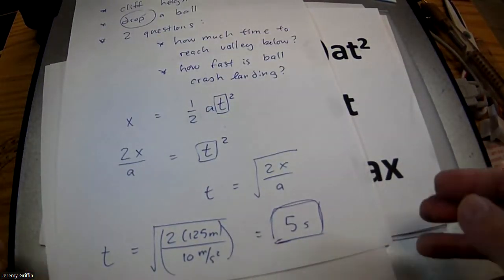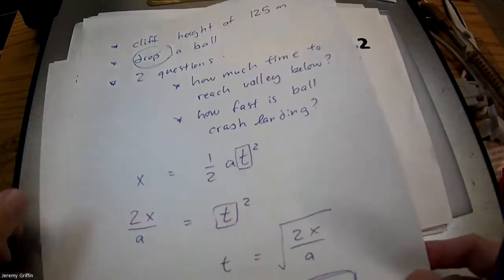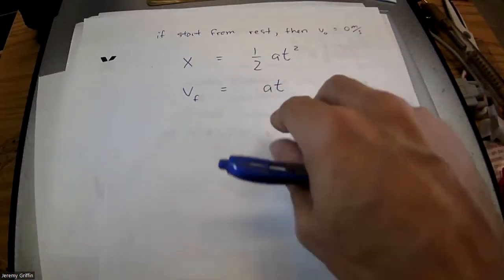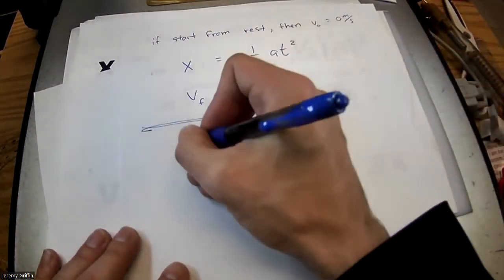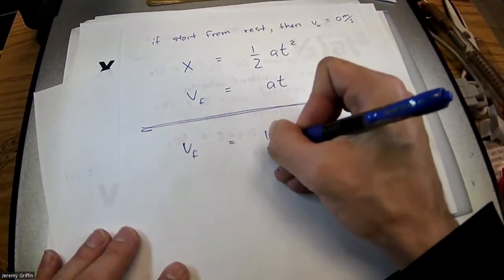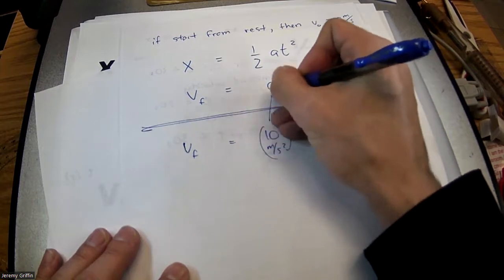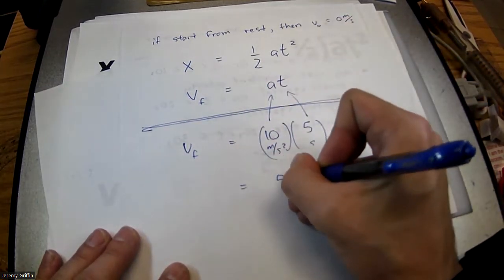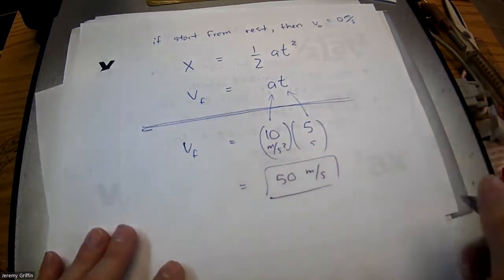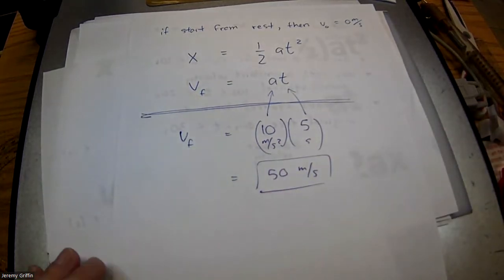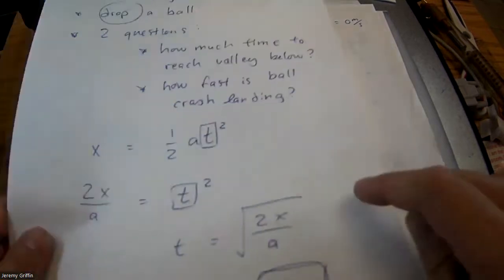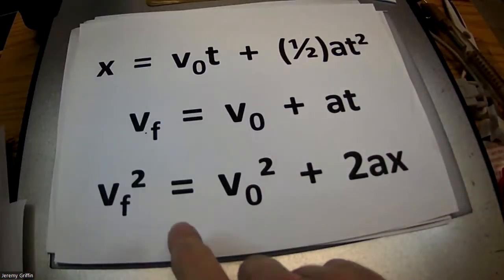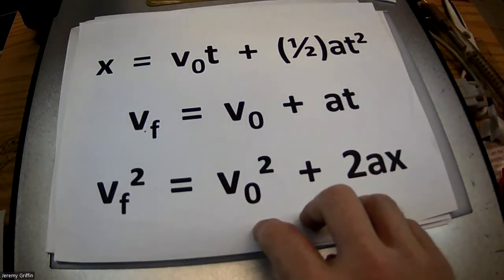Okay, same, back and forth. But the follow-up question is, how fast is the ball crash landing? So you could just pick up from here, just use this one, right? I'm just going to solve this here. So the speed it picks up to, we got 10 meters per second squared, 5 seconds, 50 meters per second. Boom and boom. Could you have answered the second question without solving for the time first? No.